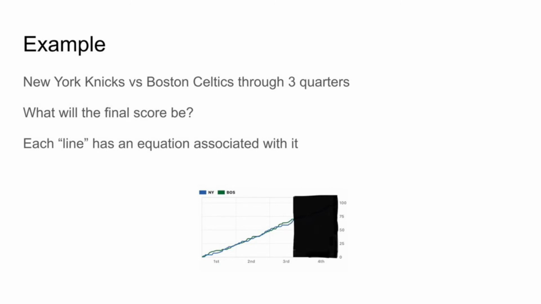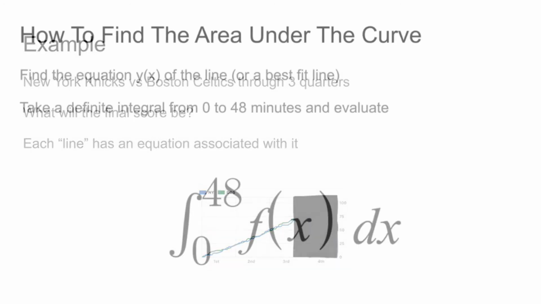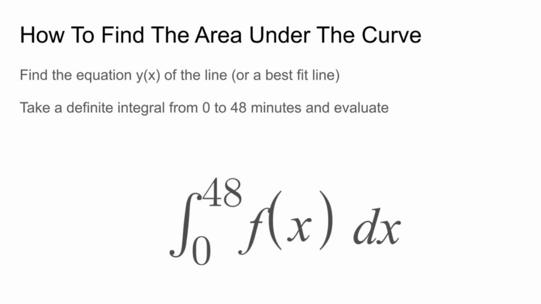The first thing to notice about this chart is that each line has an equation with it. That means the Celtics, the green line, have an equation with the number of points over time, and the Knicks in the blue have one too. So for the sake of time, what we're going to be doing is finding the area under the curve, and the team with the largest area is going to be declared the predicted winner.